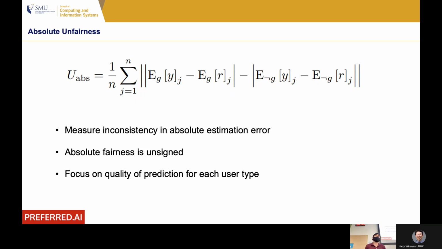The second metric is absolute unfairness. This is a little bit less strict than the previous one. This only cares about the inconsistency in the absolute estimation error. So you only care about the absolute error; you don't care about the sign. And this one focuses on the quality of the prediction for each user type. So it only cares if one user type has a small reconstruction error and the other user type has a large reconstruction error. So one type of user has the unfair advantage of good recommendation, whereas the other has worse recommendation.